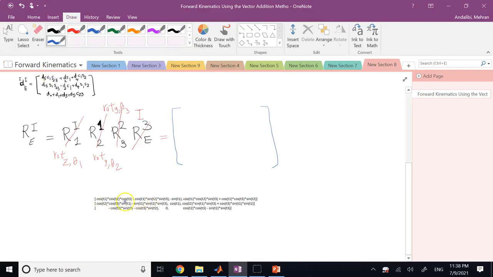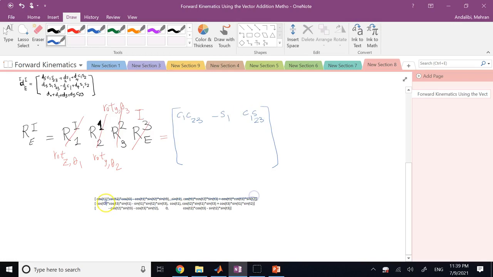But yeah, if you look here, if you can see, there is a cosine theta 1 common between them. The remaining of it is cosine of T2, T3. So it is going to be C1 times C23. That's this element. The next one is just simply negative S1. And the next one, if you factor out C1, is S23. So this is going to be C1 times S23.